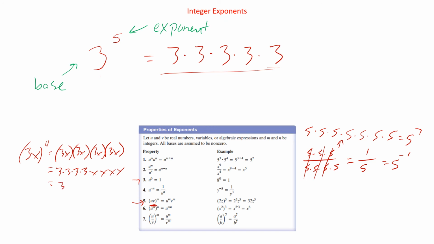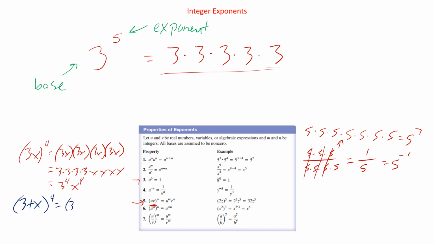Well, that's 4 3's and 4 x's. So that's the distribution. That's how it works. Now, what does not work, I'm going to change this to a bad color. What does not work, let's say we have 3 plus x to the fourth.